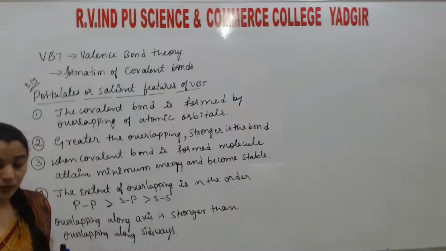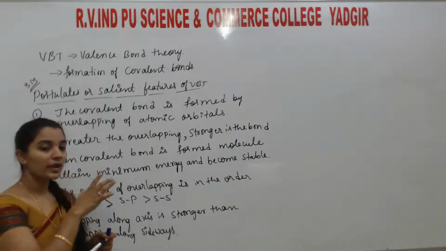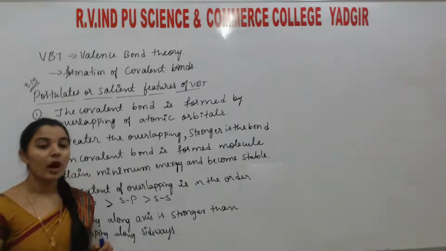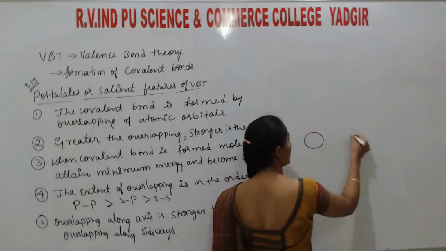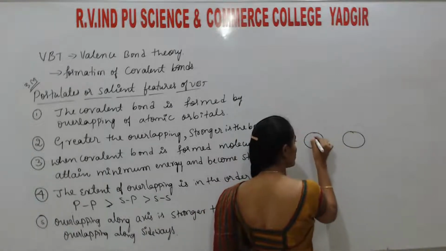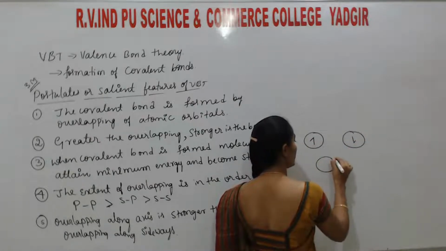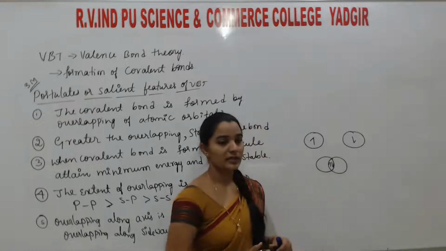Especially, remember, while they are overlapping, one orbital has an electron and both orbitals are of opposite spin. For example, here one s orbital is there, here one s orbital is there. If they are in opposite spin, then only the overlapping takes place like this.